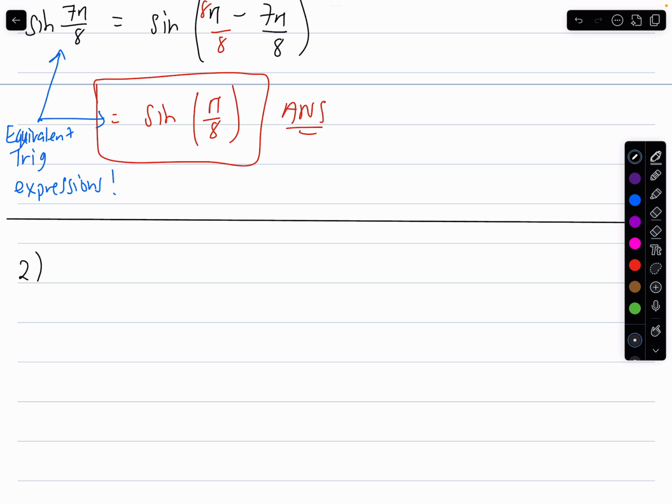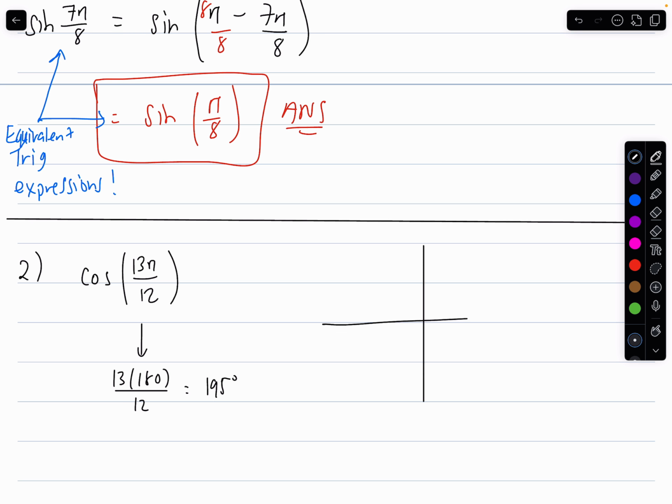So let's try a question, what if it was like this? Cos 13 pi over 12, okay? Remember, the first thing I do is take this and find out the degrees, because if I find out the degrees, I'll be able to know which quadrant it's in. So this gives me 195 degrees when I put it in my calculator. So 195 degrees, I know we're going to be in quadrant 3, because this will be 195 degrees, okay?